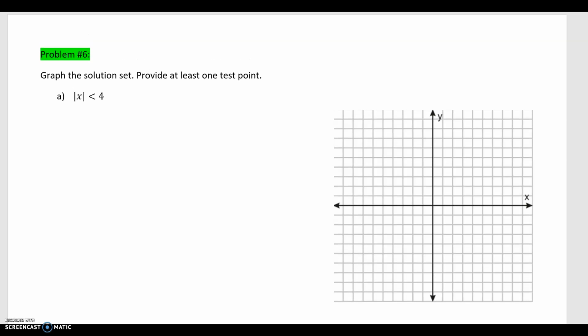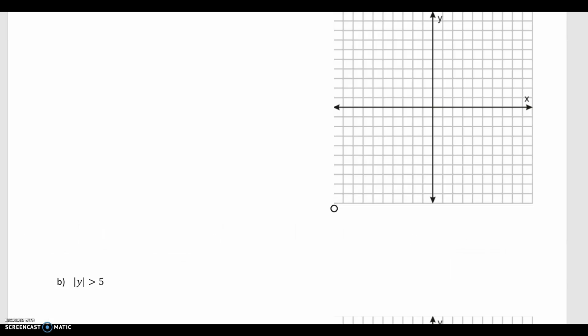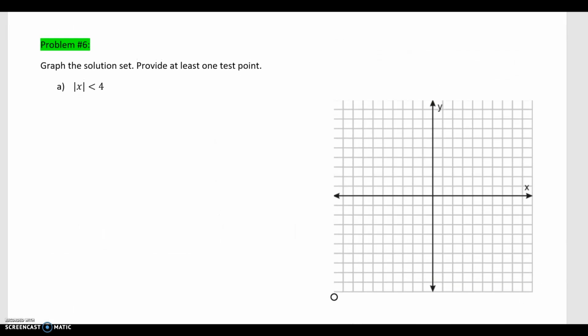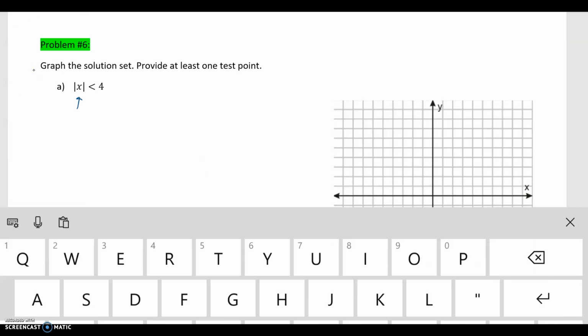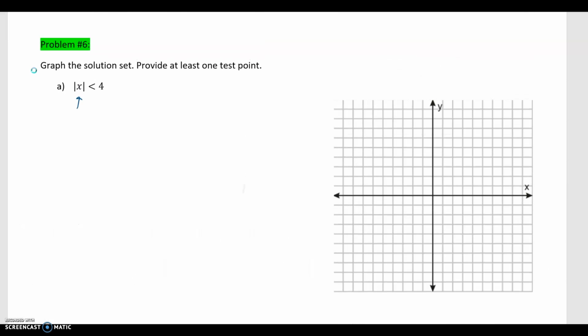Hi class, let's take a look at problem 6. Notice that on problem 6, this specific one, it's not just the regular x, it has the absolute value. So this one represents distances that are less than 4. So let me put technically both of these points on the number line.